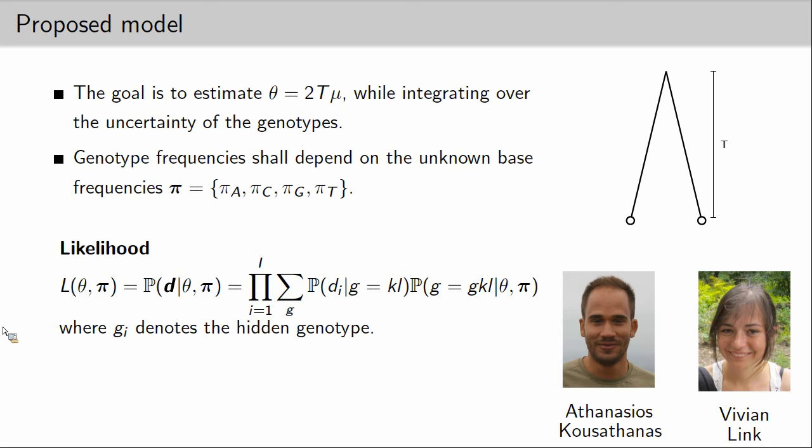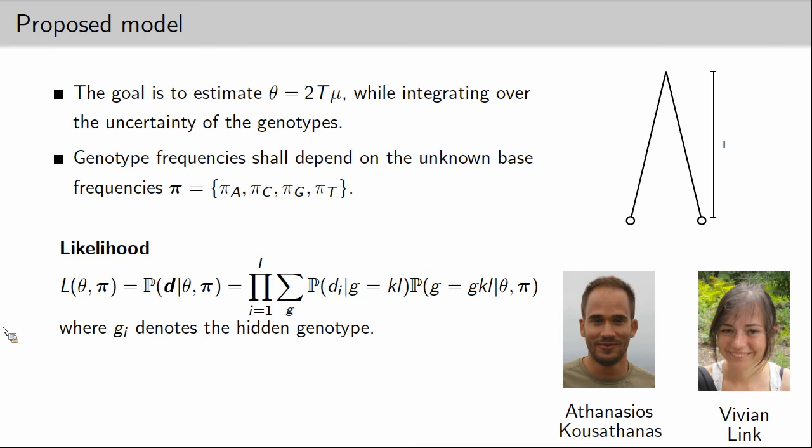So what is this? 2tμ. T is the time to the most recent common ancestor of the two sequences of a single individual. So if these are the two sequences in one individual, these two sequences do have a common ancestor, let's assume T generations ago. The total length of the tree connecting the two is two times this time. And if you multiply by the mutation rate μ, we get the amount of mutations accumulating on that branch, okay?